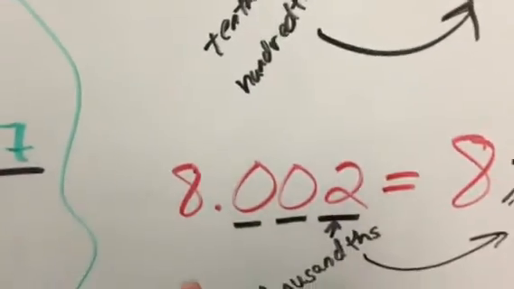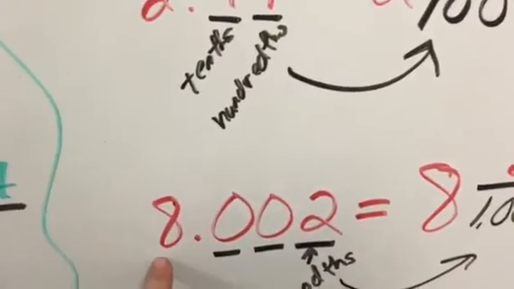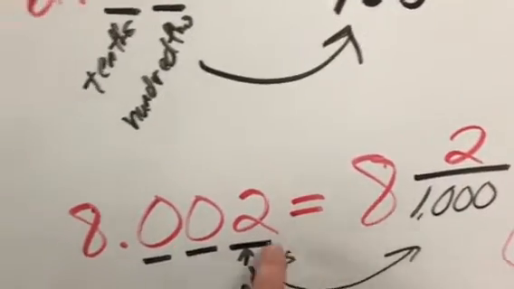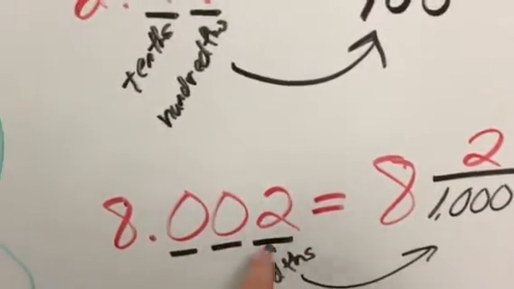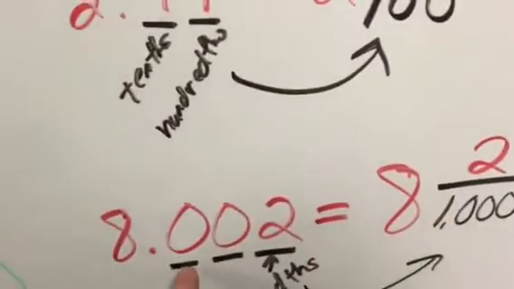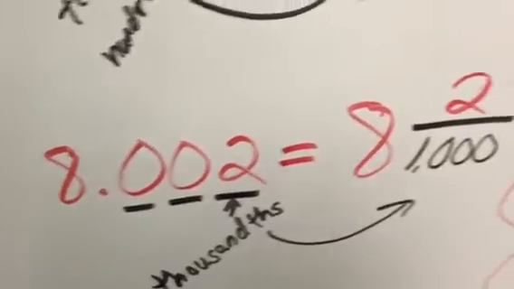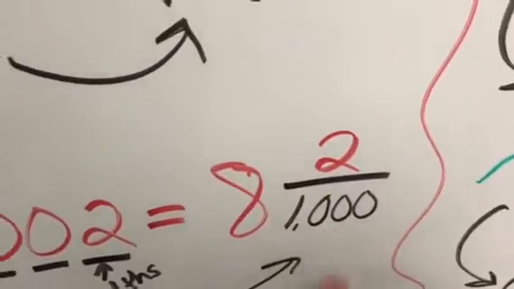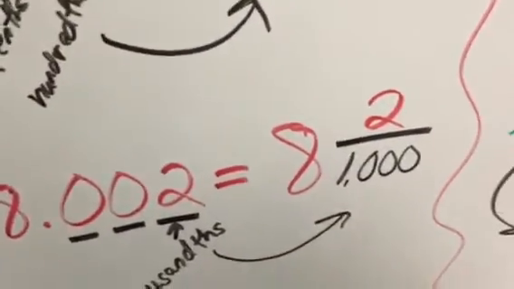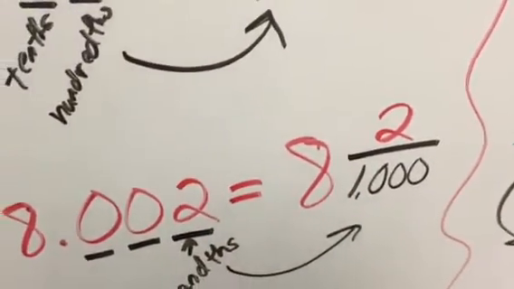Let's look at another example. I have 8.002, so 8 is my whole number, so it goes over there. 2 is what I have after the decimal, so 2 goes on top over here. And since I have tenths, hundredths, thousandths, I need to put 1,000 as my denominator. So my fraction or mixed number is 8 and 2 1,000ths.